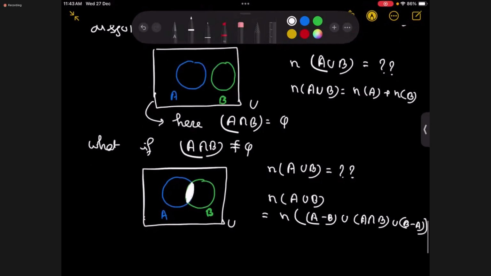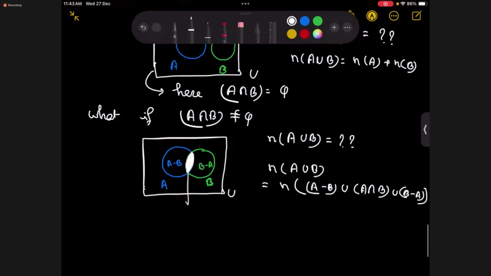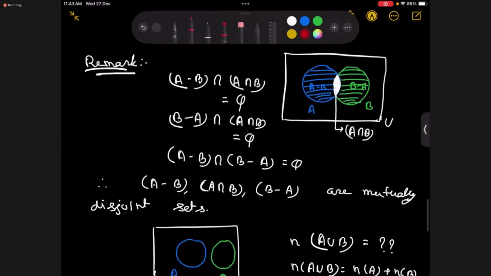right? Because this is our A minus B, this is our B minus A, and the white portion is A intersection B. So the set A union B is nothing but a union of these three sets: A minus B, A intersection B, and B minus A. Now we have a remark that these are mutually disjoint sets.